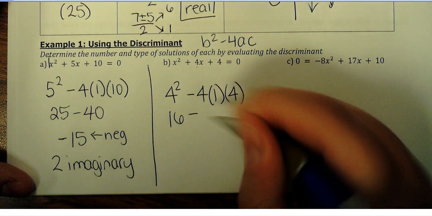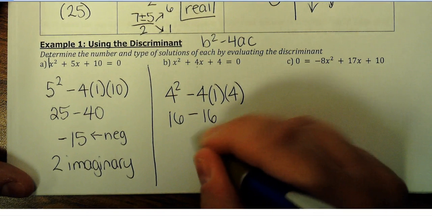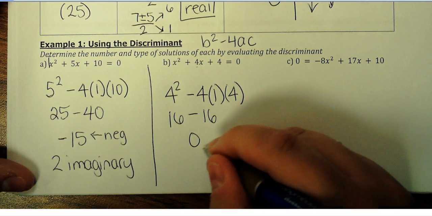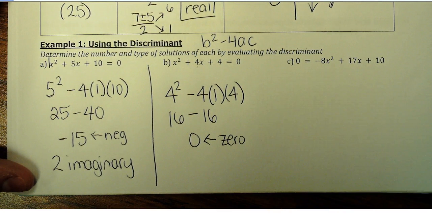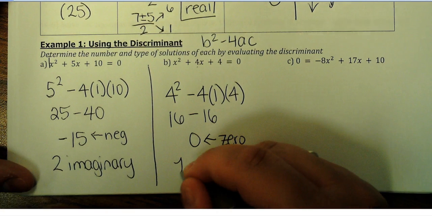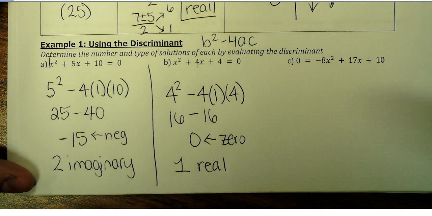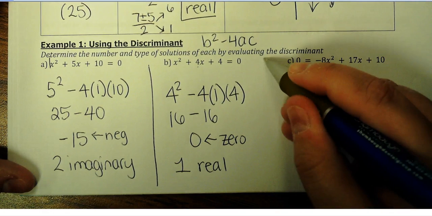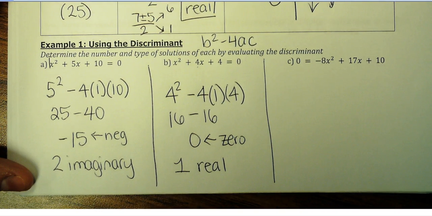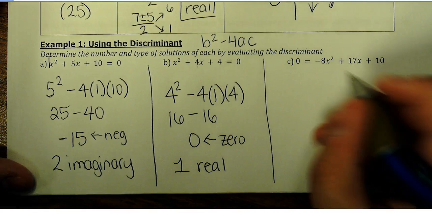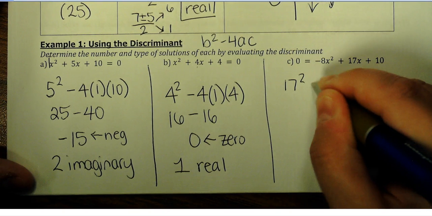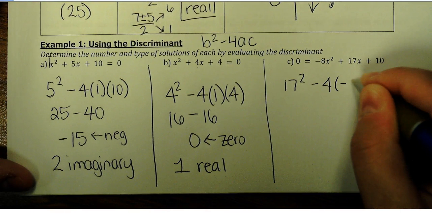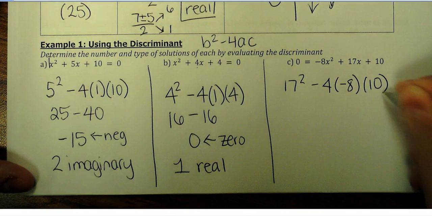This is 16, this is 16, so the discriminant here is 0. So if you're looking at that table above, that's the one in the middle. This is the one real solution, and that's the situation where your vertex would touch your x-axis on a graph.